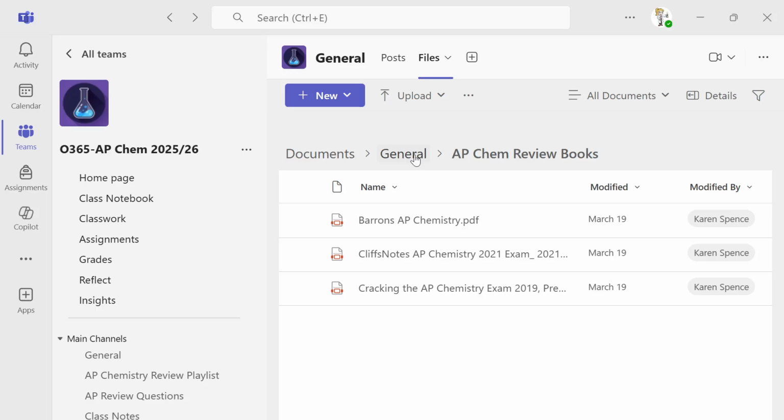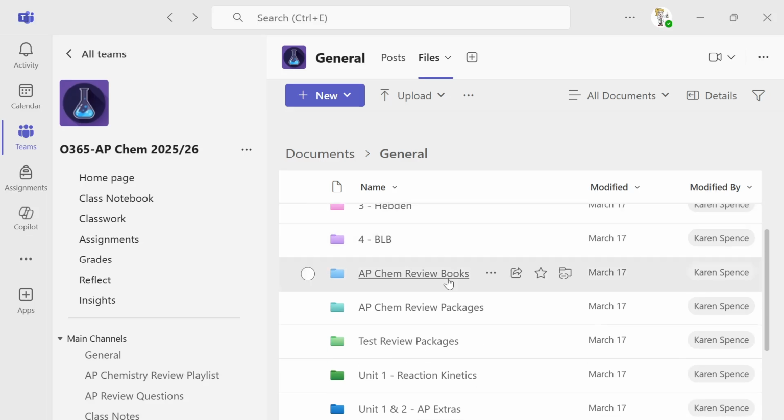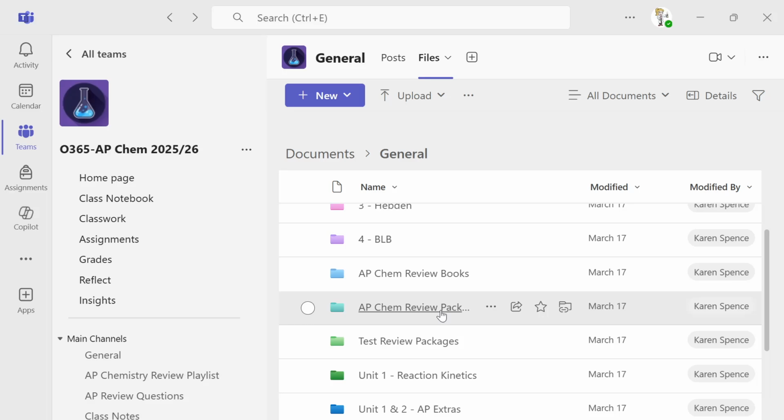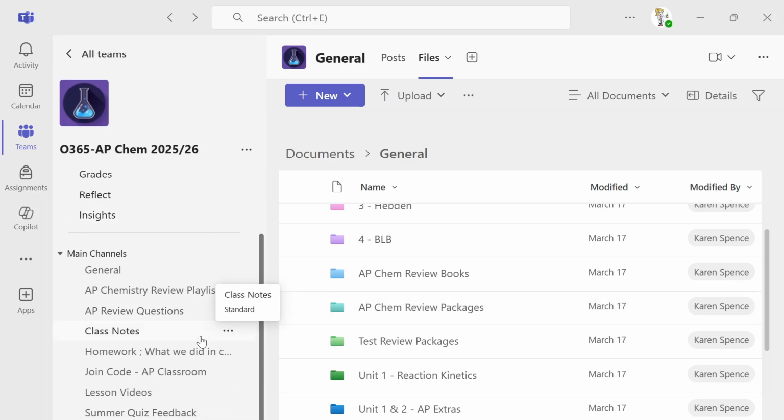What else is useful in here? AP Chem review packages, I don't have anything in there yet. I will throw up stuff as we go. That's in addition to AP Classroom. Some of you who have taken an AP exam before have used AP Classroom before.